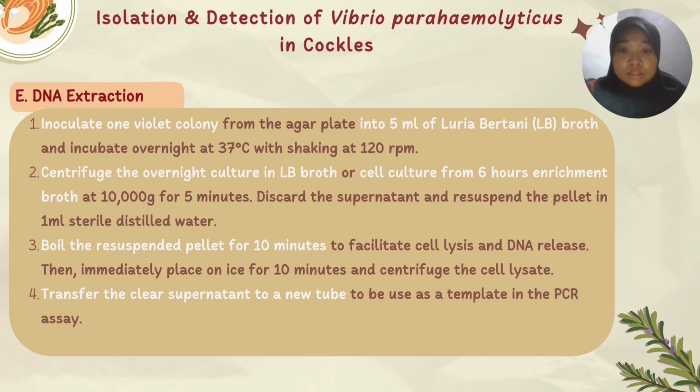By boiling the cell pellet, the cells are lysed and release the DNA into the supernatant, which is then used as a template for the PCR analysis in order to confirm the presence of the specific genes associated with Vibrio Parahaemolyticus. After that, we will immediately place it on ice for 10 minutes and centrifuge the cell lysate. And lastly, we transfer the clear supernatant to a new tube to be used as a template in the PCR assay.